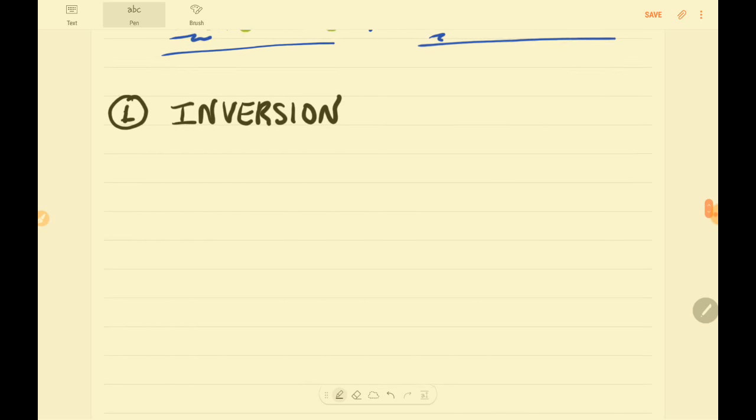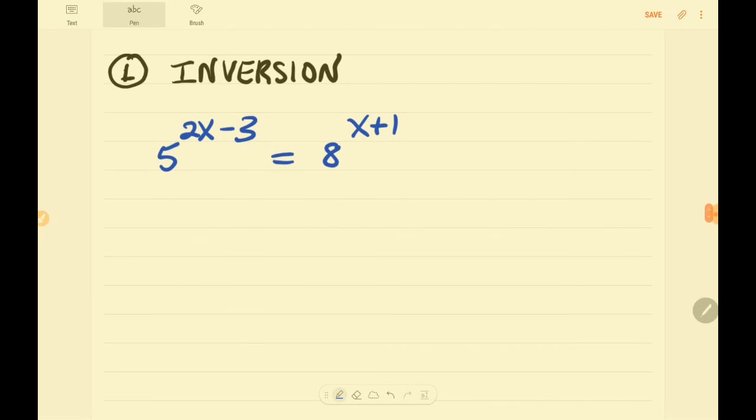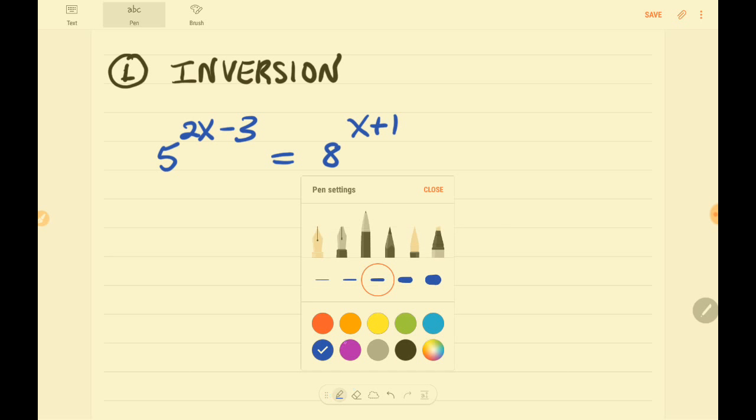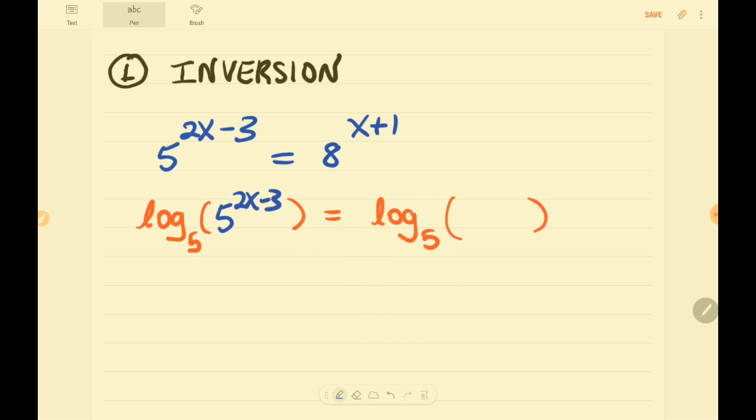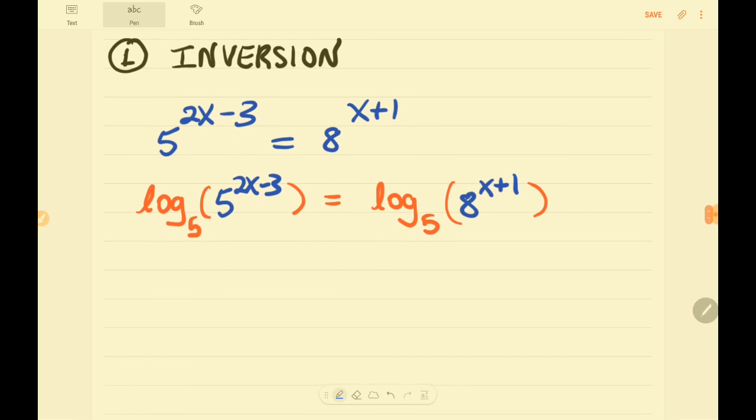All right, so inversion. To do inversion, I'm going to do the inverse of raising a base to a power. The inverse of raising a base to a power is to take the log. So I'm going to take the log base 5 of both sides, and it looks like this. And this essentially does pretty much the same thing as conversion did.